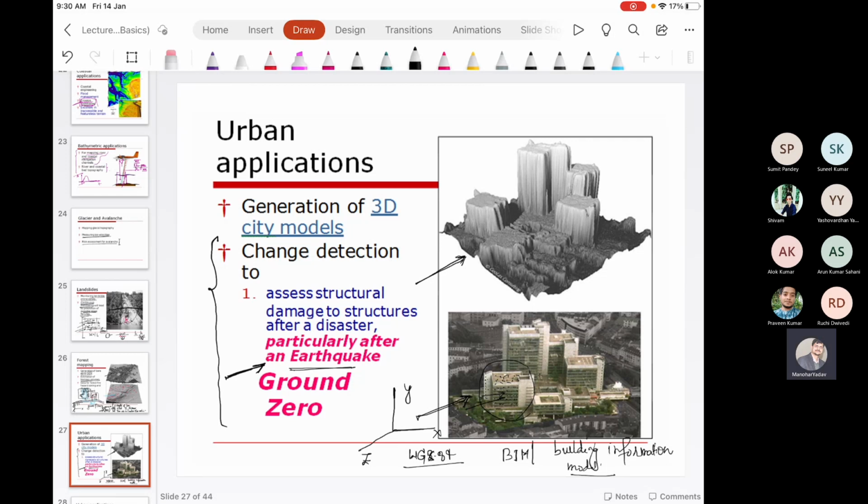Let's say in a case some buildings are collapsed. After that, when you do the laser scanning, you will get the actual 3D information, and before the event, you have the information. Then by subtracting these two surfaces, these two models, you will get information about how much structural damage to the building has already happened.